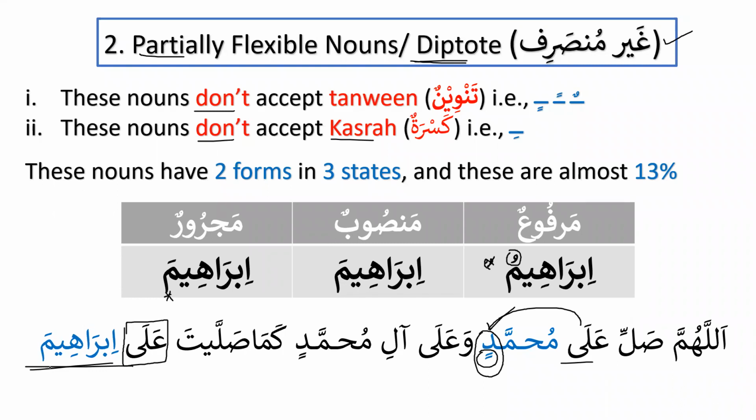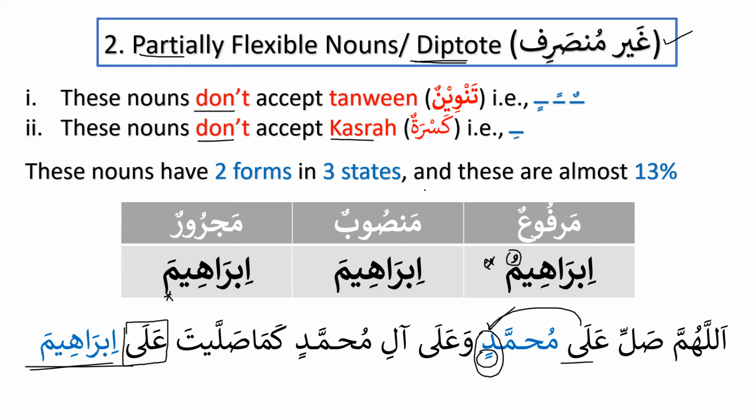What happened over here? It does not have kasra because it is called diptot, or partially flexible, or ghair munsarif. That means these nouns do not accept kasra. And that is a very good example that you can see over here. And inshallah, that's what we are going to focus on in today's lesson.